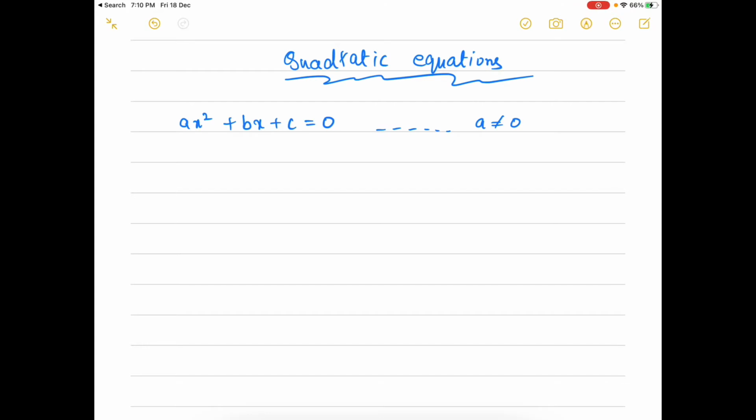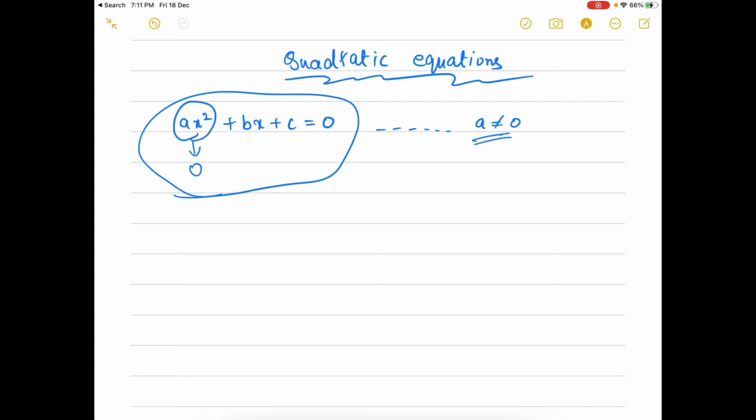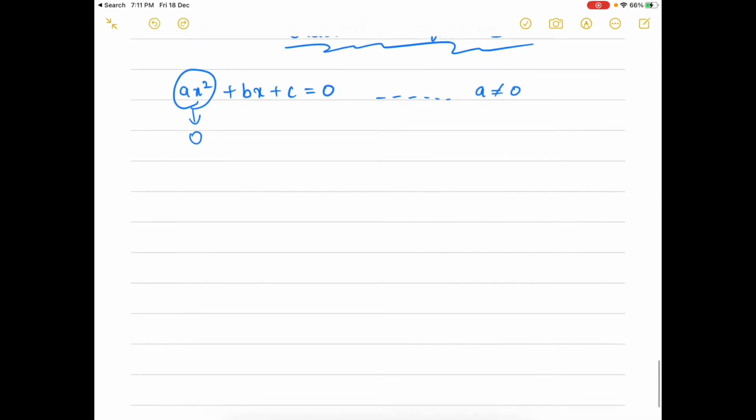Why do we say a should not be equal to 0? This is because if a becomes 0, then this whole term would become 0, and that would make this equation a linear equation. So we say that a should not be 0 to make this equation quadratic. So that was the basic.